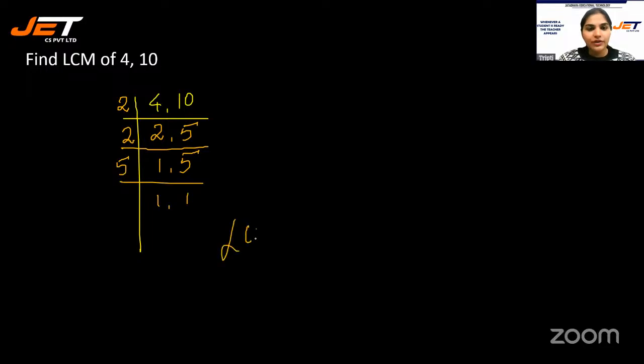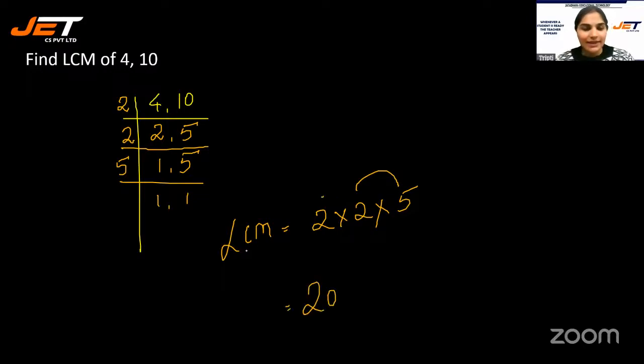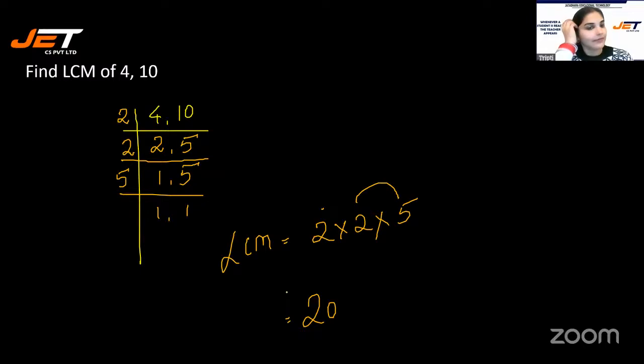So here the LCM is 2 times 2 times 5. So 2 times 5 is 10. 10 times 2 is 20. That means the LCM, least common multiple, of 4 and 10 is 20. That's how you have to do it.